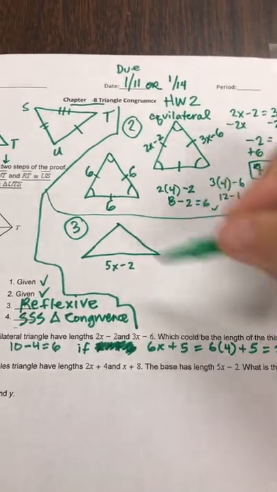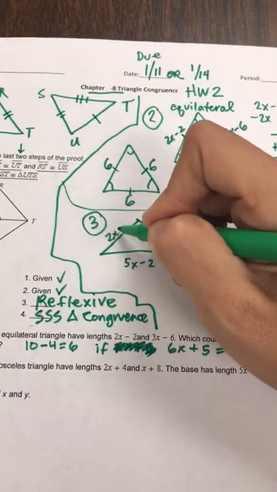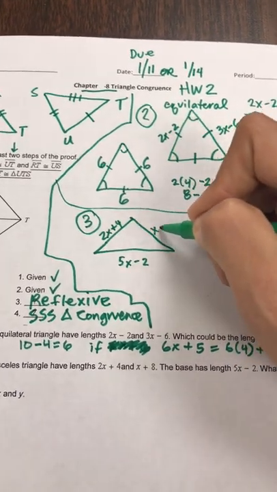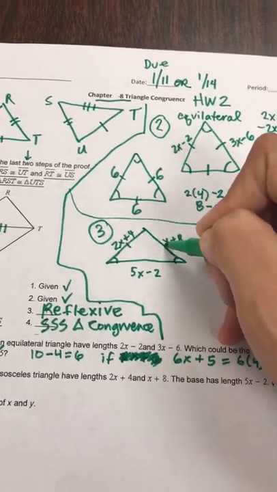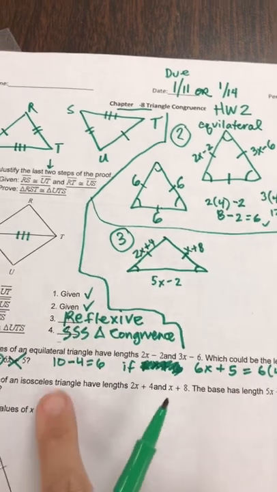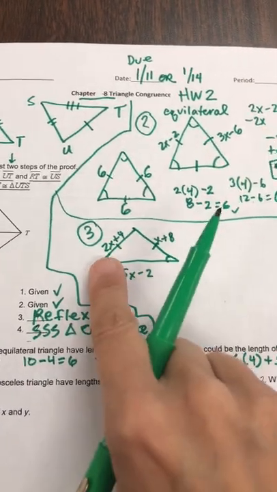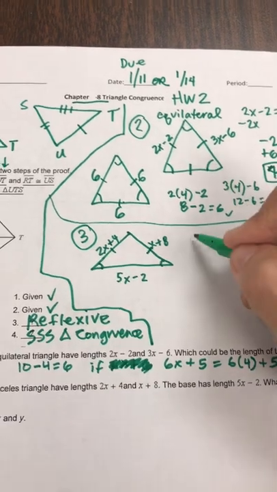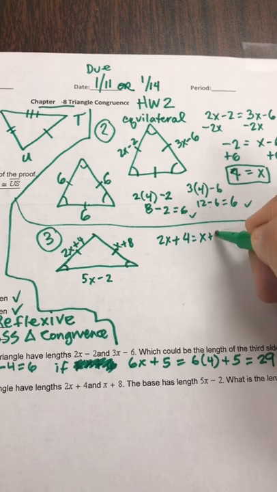They're telling us that this one is different and these two are the same. So 2x plus 4 and x plus 8. The base angles are equal and the sides are equal, because they said this is an isosceles triangle. Now we're going to set the two sides equal to each other so that we can solve the mystery of the x.